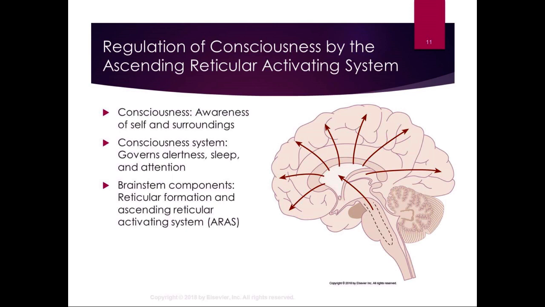Brainstem components include the reticular formation and the ascending reticular activating system. So the ascending one, it's areas from the brainstem that stimulate something in the cerebrum that's going to cause an action somewhere in the cerebrum. So the reticular activating system is also highly involved in attention. So what you pay attention to versus what you don't.